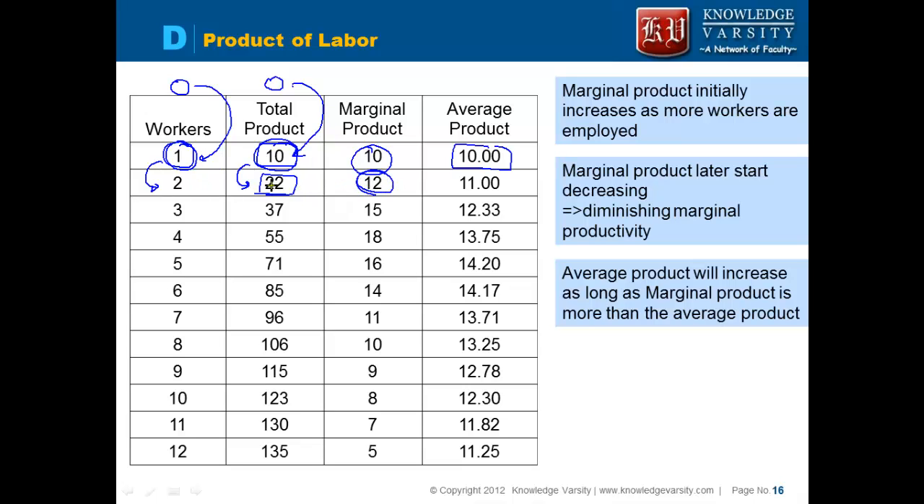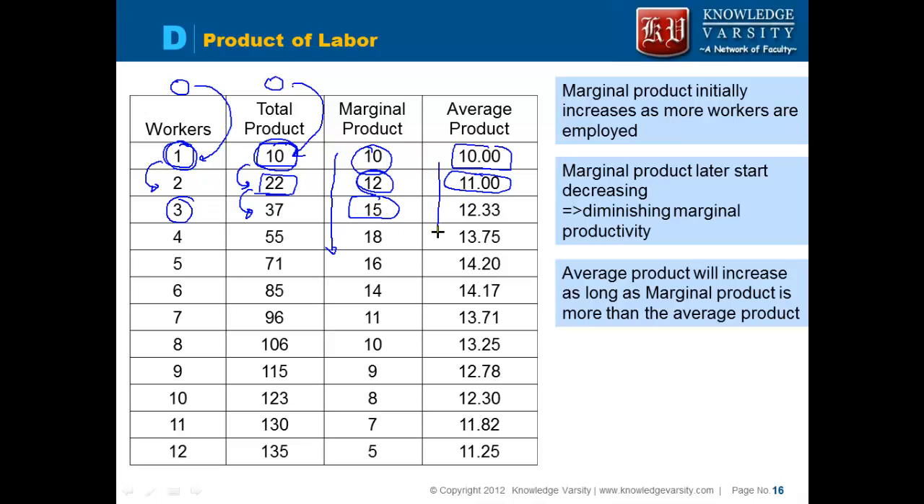So what is the average product now? 22 by 2, that is 11. Okay, when you have hired one more worker, the third, the total product has become 37. So marginal product is 15. So what you see is that as you are hiring more and more workers, your total product is increasing at a very high speed. So that means your marginal product is increasing. See this 15, 18, your marginal product is increasing.